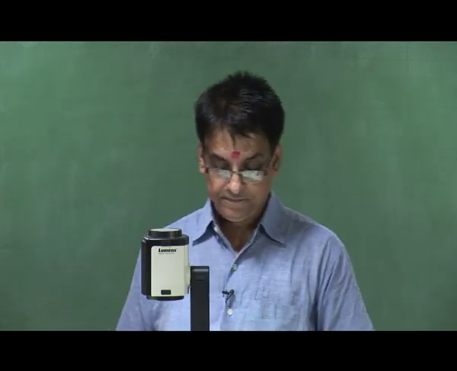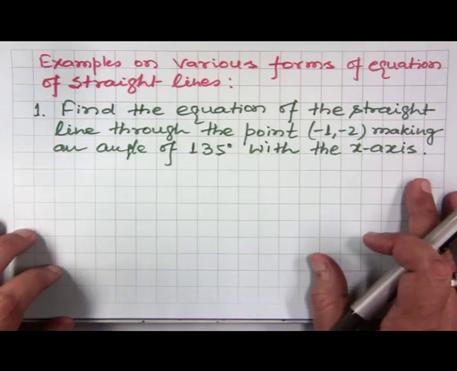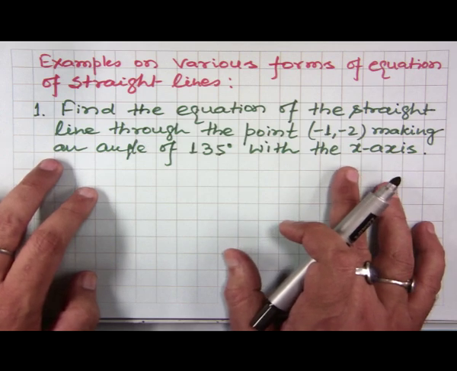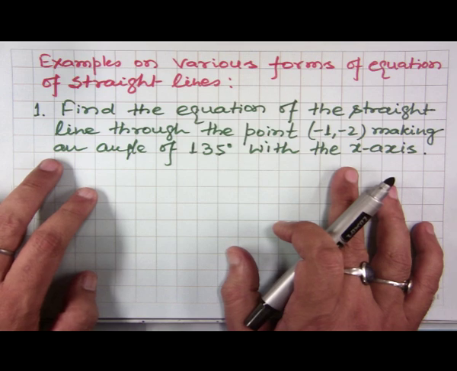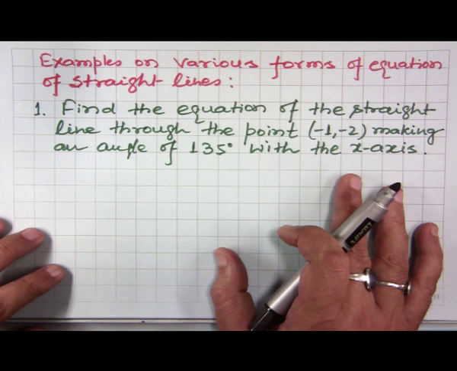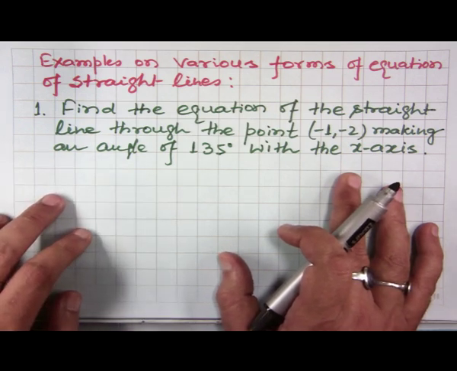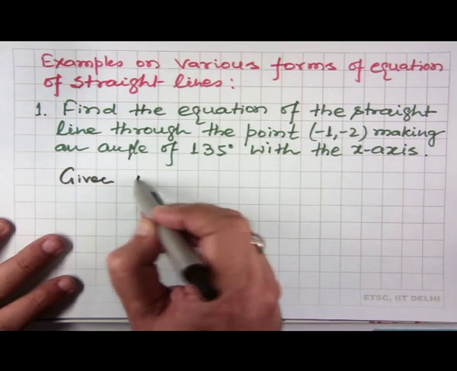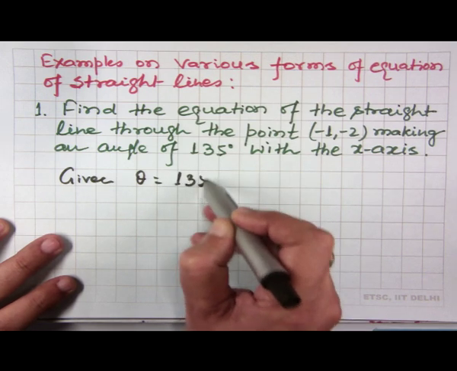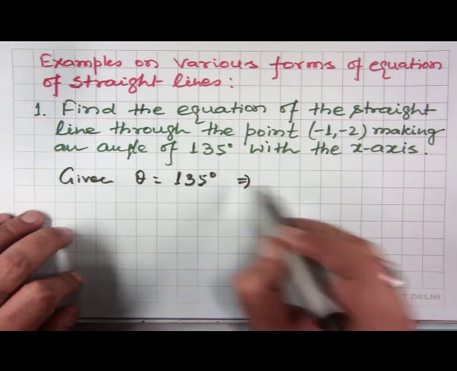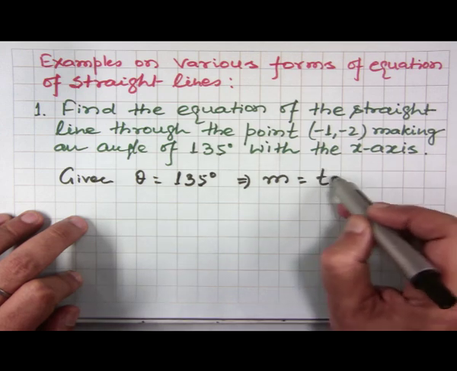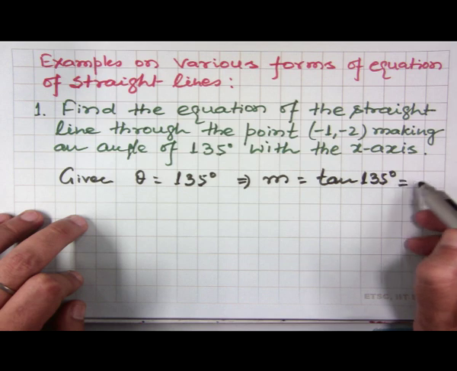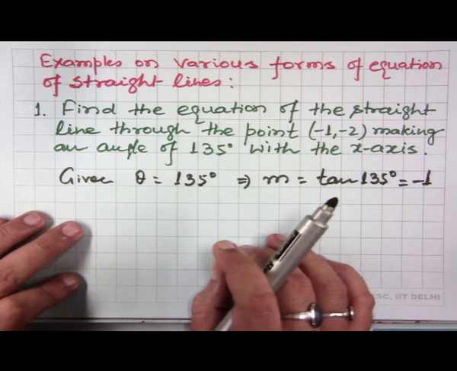Now we have some examples on various forms of equation of straight lines. So first problem is find the equation of straight line through the point minus 1, 2, making an angle of 135 degree with the x-axis. So given theta equal to 135 degree. So this implies m is equal to tan theta, means tan 135 degree, and tan 135 degree is equal to minus 1.